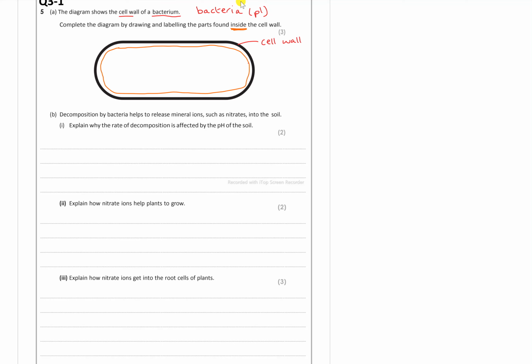Right, so that's the cell surface membrane or cell membrane. Well, we'll call it cell membrane because you've got your cell wall. So really that's your surface. Right, what do we have? With a bacterium we have this round thing. What's that called? What do we call that? We call that the plasmid.